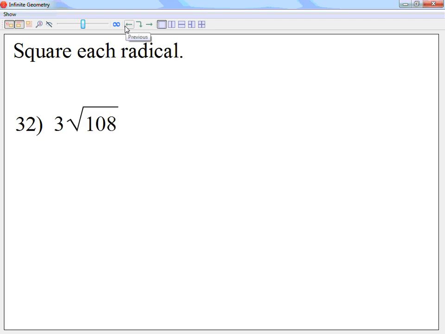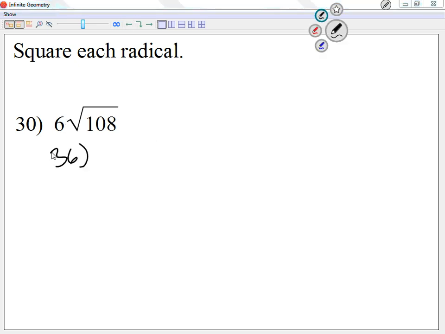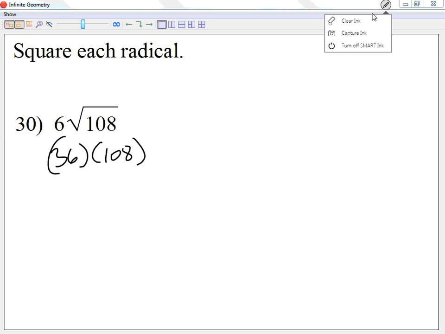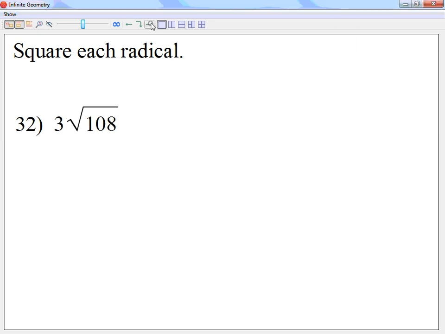Any questions up until 32? 30? I'm going to square the one on the outside, so 36 times 108. So whenever we square these, that's what we get. And that's going to help us on the next worksheet, this idea. Like I said, I'll let you guys multiply that on your own. Anything up until 32?